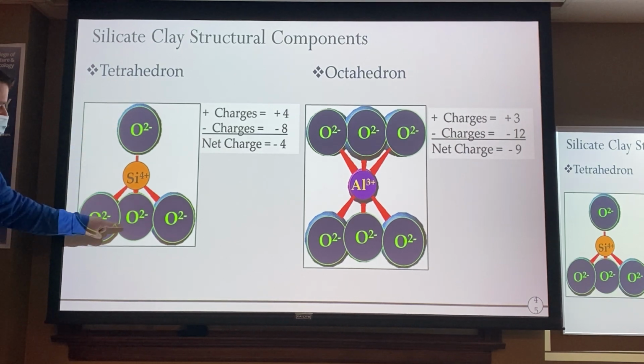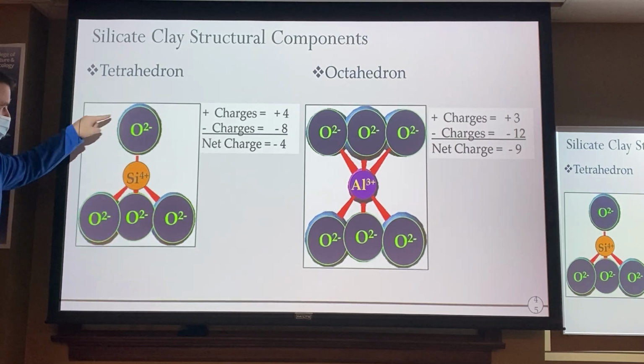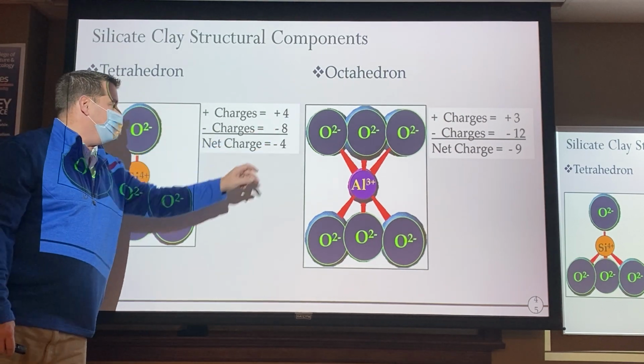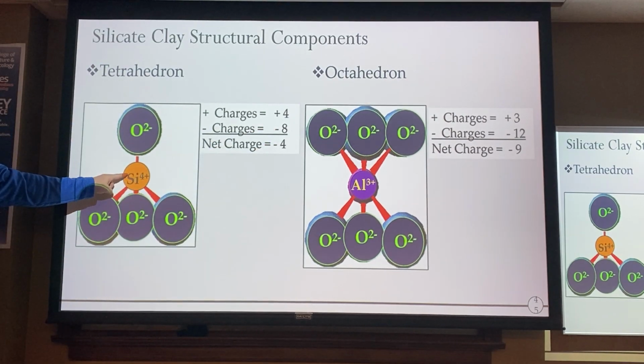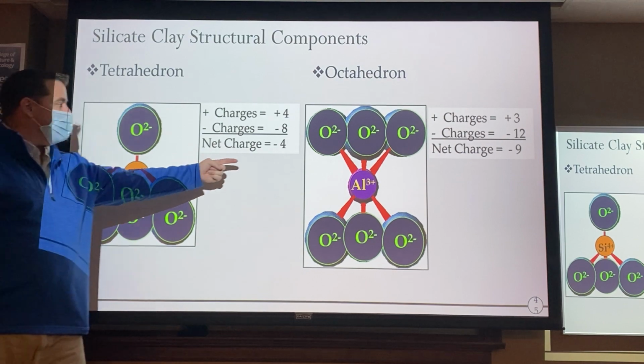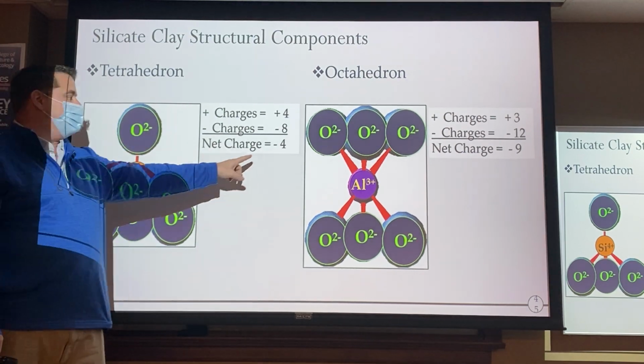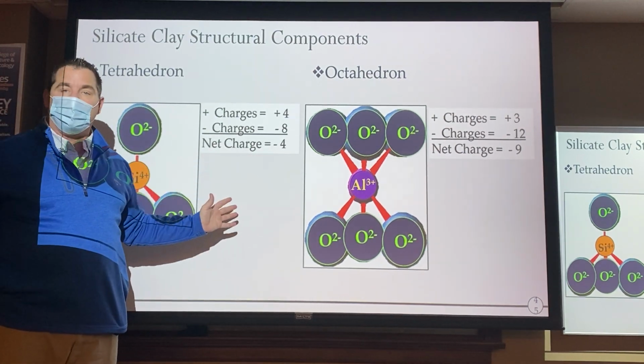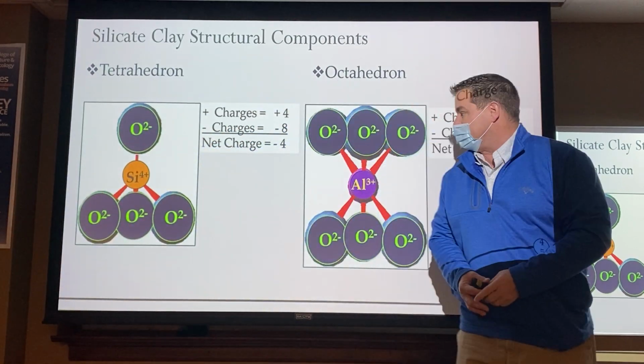So the overall negative charges on this are 8. There are 4 oxygens, -8, and then a charge of +4. So the overall net charge on just this single tetrahedron is -4, right? Simple math. It's adding and subtracting.